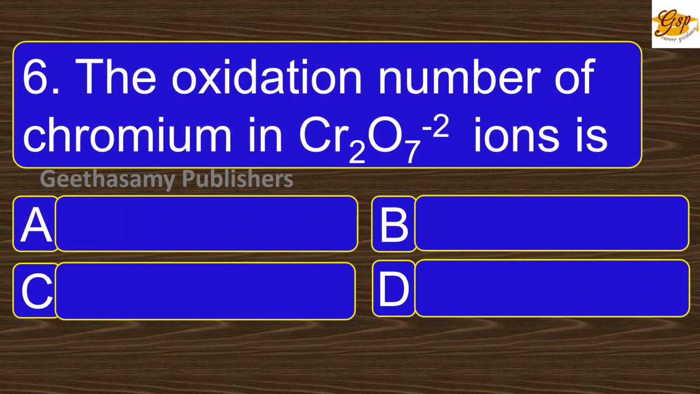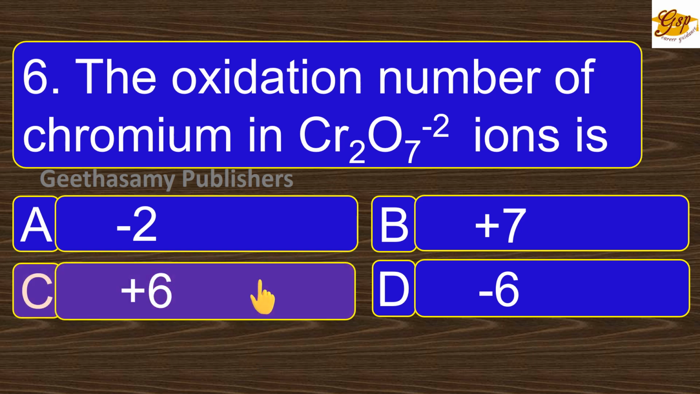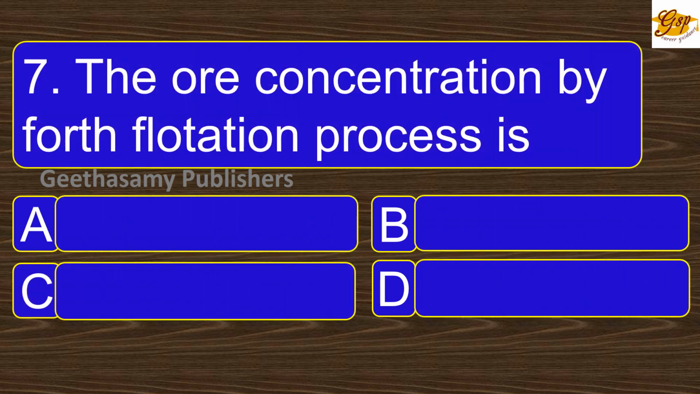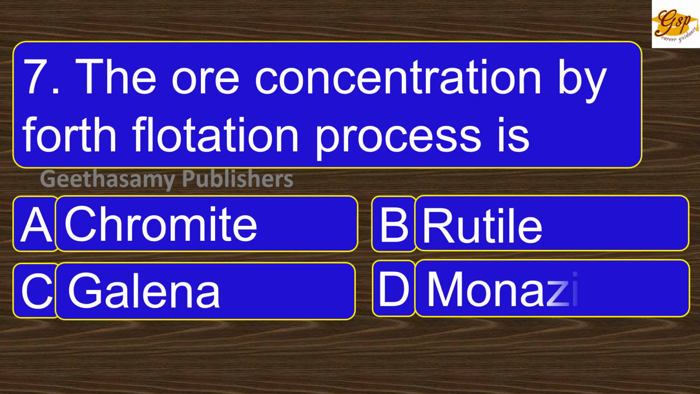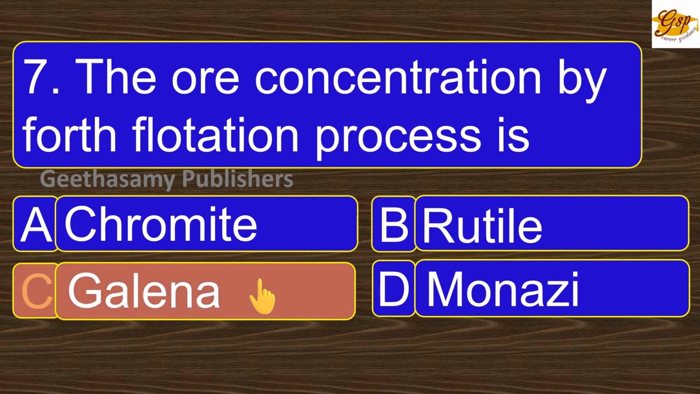Sixth question. The oxidation number of chromium in Cr2O7 2 minus ions is: A, minus 2; B, plus 7; C, plus 6; D, minus 6. The correct answer is C, plus 6. The seventh question. The ore concentrated by froth flotation process is: A, chromite; B, rutile; C, galena; D, monazite. The correct answer is C, galena.